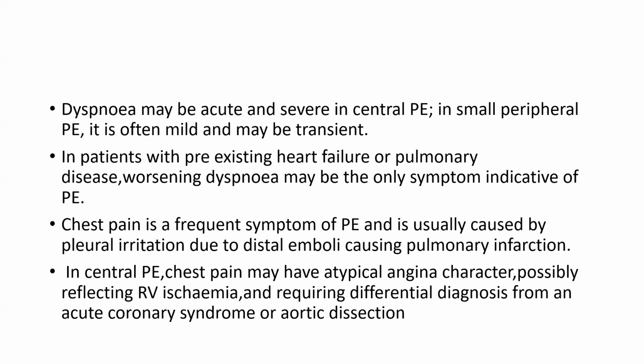In patients with pre-existing heart failure or pulmonary disease, worsening dyspnea may be the only symptom indicative of PE. Chest pain is a frequent symptom of PE and is usually caused by pleural irritation due to distal emboli causing pulmonary infarction. In central PE, chest pain may have a typical angina character, possibly reflecting RV ischemia and requiring differential diagnosis from acute coronary syndrome or aortic dissection.